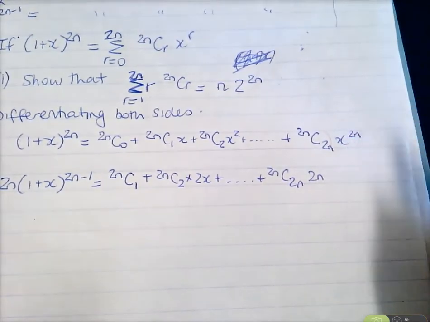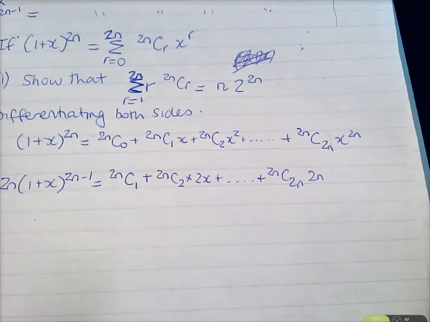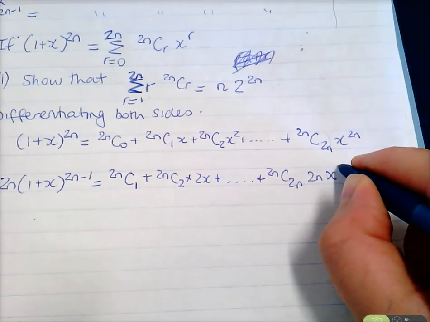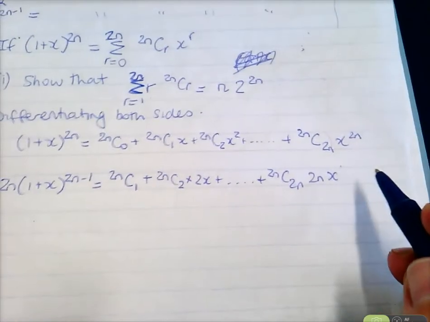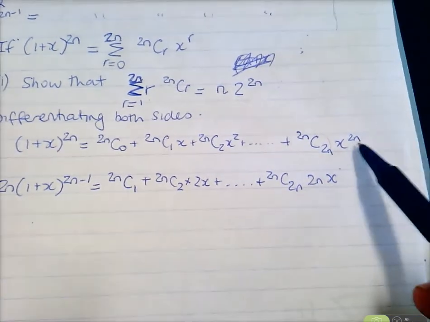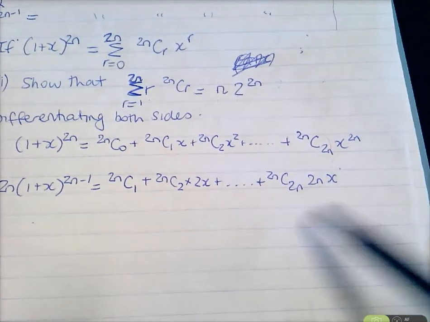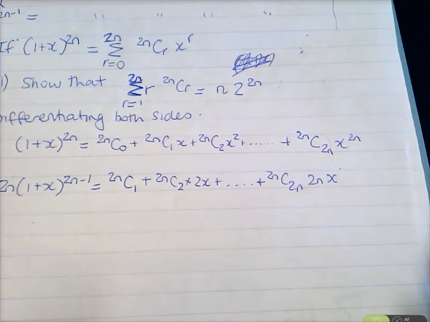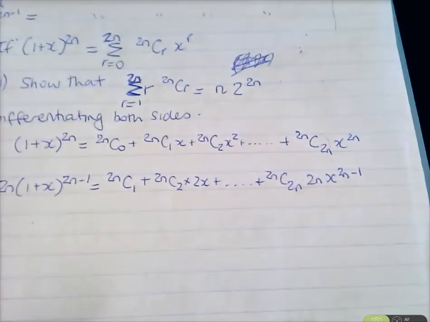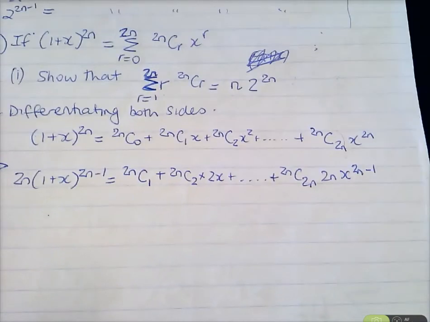If that was x to the 7, you'd go 7x to the 6. If it's x to the 2n, the 2n comes to the front. 2nC2n is a constant. If you differentiate x to the 2n, doesn't the 2n come to the front, whatever it is? Write the x down and decrease the power by 1. Okay? So differentiating both sides, I've got that.